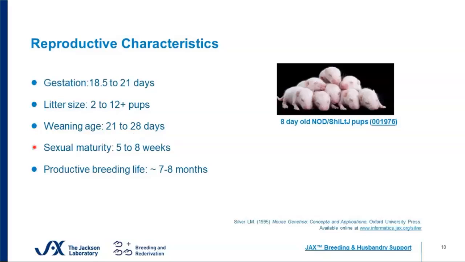And most mice reach sexual maturity at about 5 to 8 weeks of age. Females tend to be a little bit earlier at 5 to 6 weeks, males a little bit later at 6 to 8 weeks. And the most productive breeding lifespan of most strains is about a 7 to 8 month period.